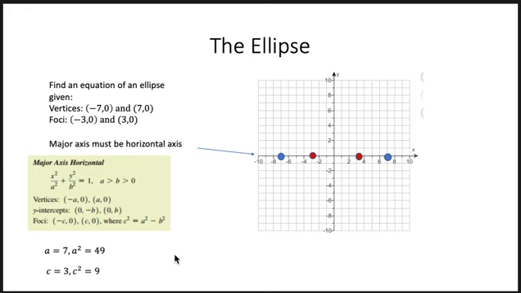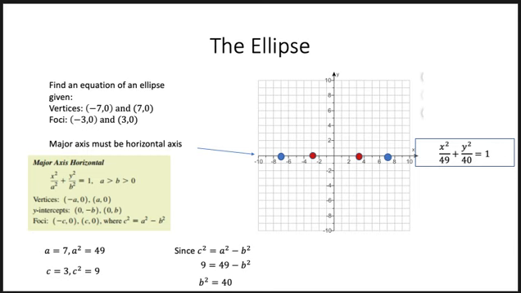Now we don't know the minor axis, but we know the equation that c squared is equal to a squared minus b squared. So we simply have to plug in the c squared that we know, which is 9, and plug in a squared, which we know is 49, and that means b squared has to be equal to 40. That's enough to write the equation: x squared over 49 plus y squared over 40 equals 1.